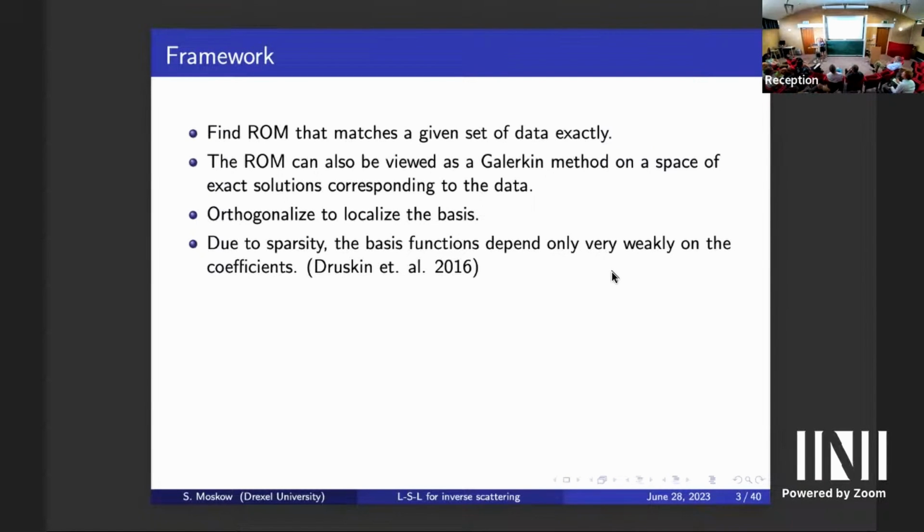So you're trying to find the unknown coefficient when you do the inverse problem. If you can find basis functions that depend only very weakly on the unknown, very stably, so they move a very small amount as you change the unknown coefficient, well, then that's good, because you don't know the coefficient, but somehow you could get the basis still. And this was first found in a paper by Drexel and other co-authors in 2016.